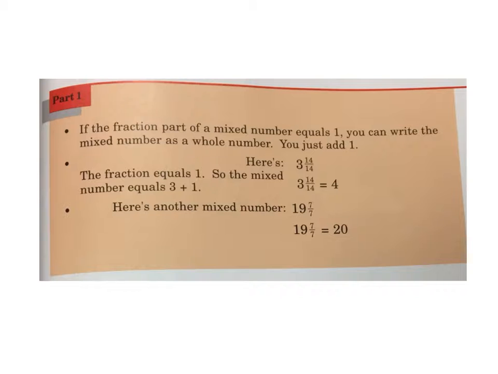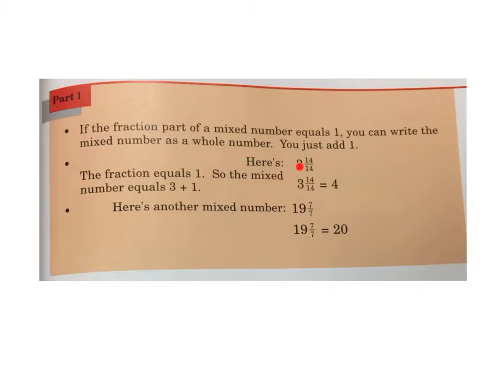Okay, so to start out for 79, we'll do part 1 in the textbook. So I'll read what it says in the box and you can follow along. So it says, if the fraction part of a mixed number equals 1, you can write the mixed number as a whole number, you just add 1.